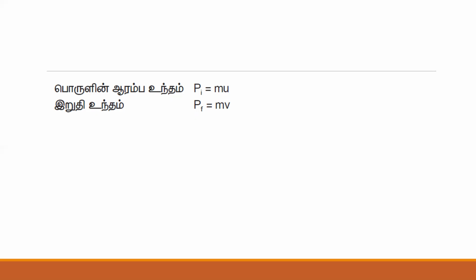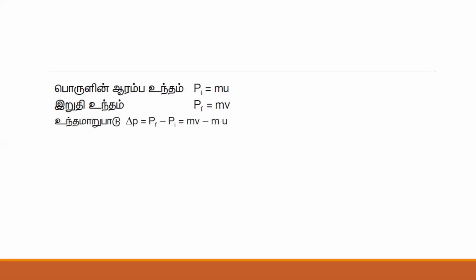So, எடுத்த உடனே இருக்கிற ஸ்பீடு அப்படிங்கிறதுனால, ஆரம்ப உந்தம் PI equal to MU என்று சொல்றாங்க. அது நல்ல ஸ்பீடா போகும்பொழுது அதனுடைய இறுதி உந்தம் M into V. V என்பது இறுதி திசை வேகம், அது ரொம்ப ஃபாஸ்டா போகும்போது இருக்கிற திசை வேகம்.